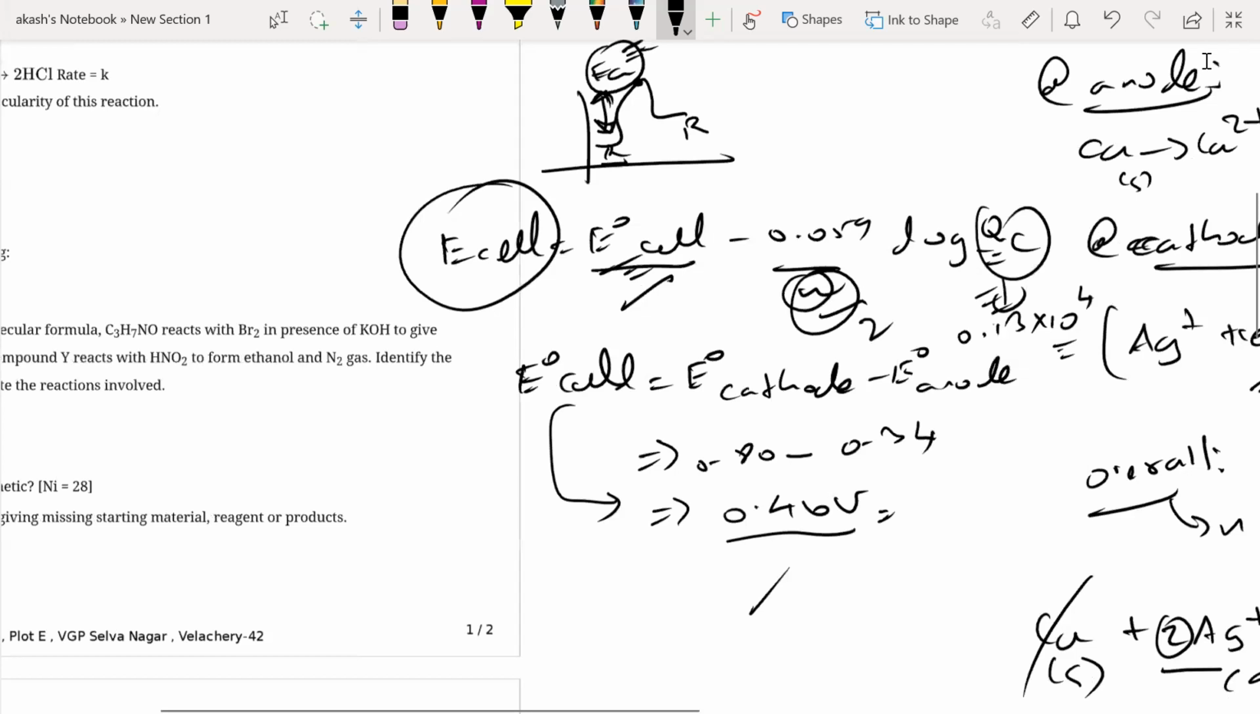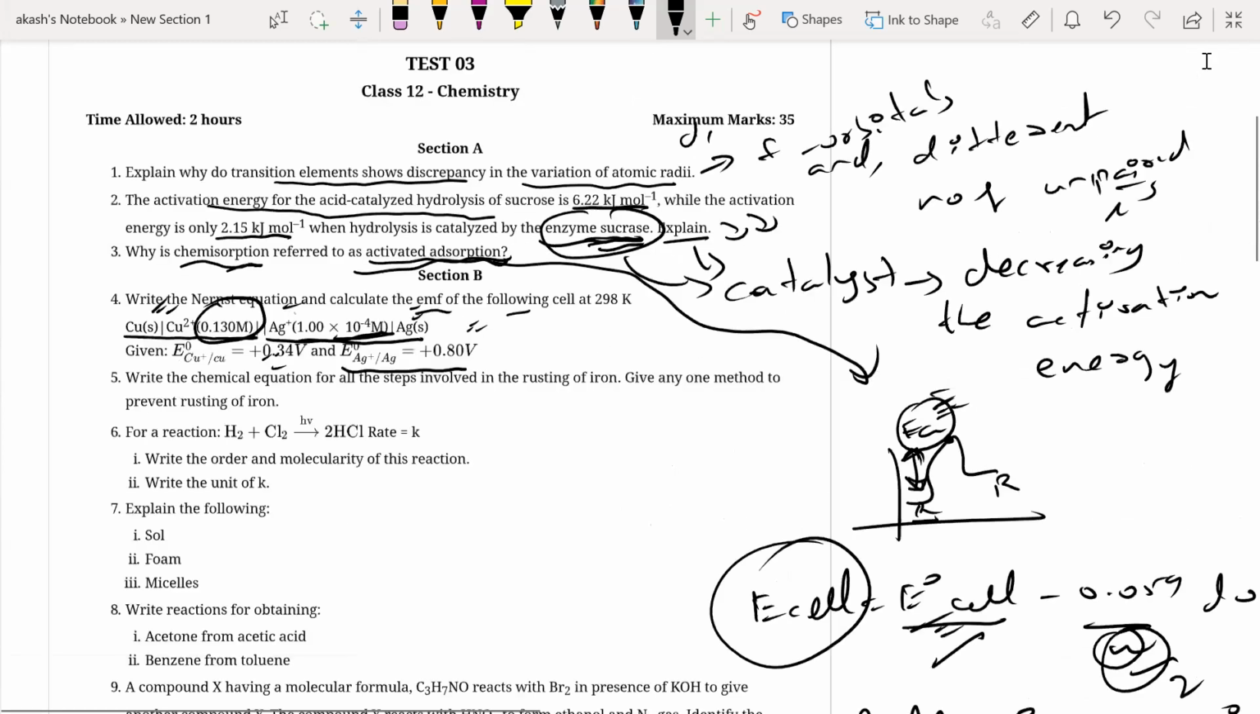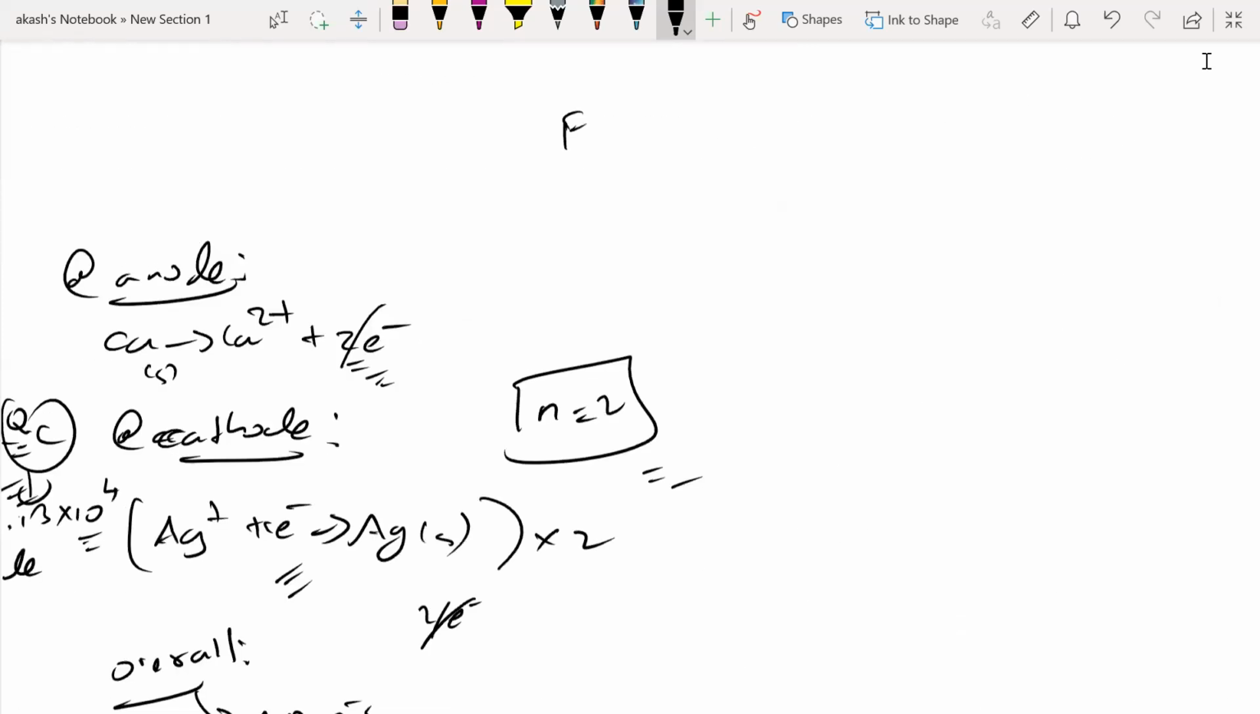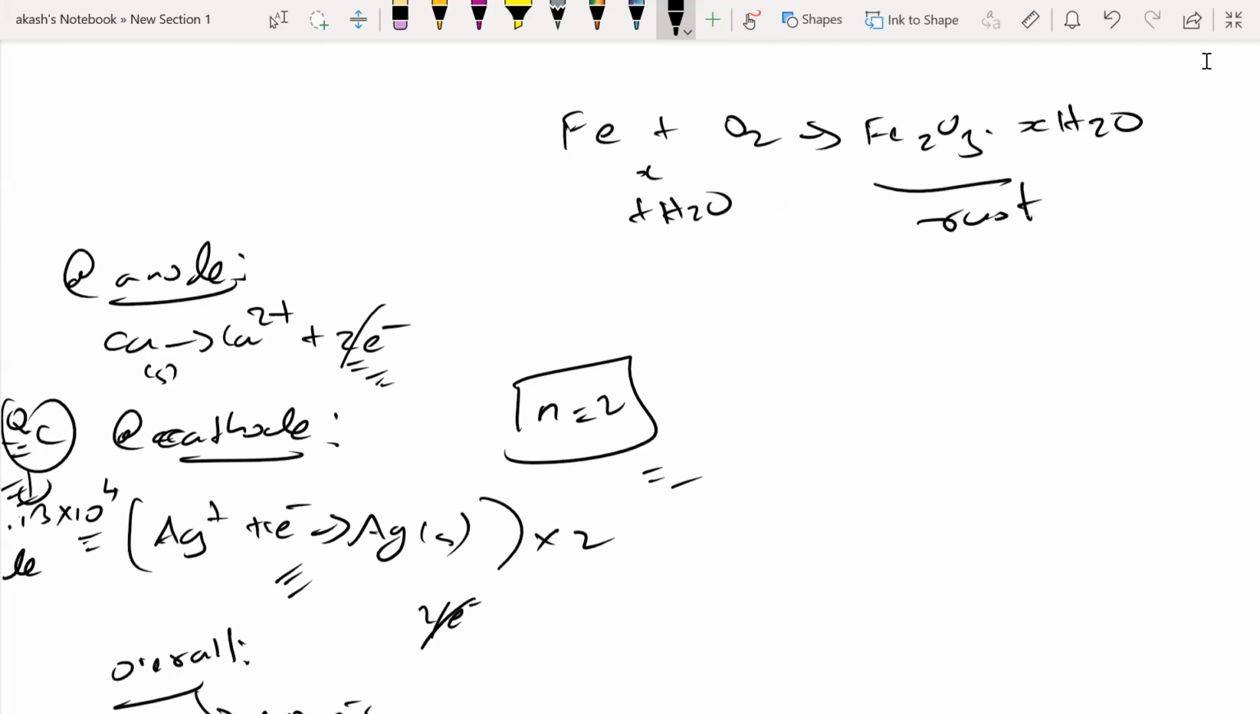Write the chemical equation for all the steps involved in the rusting of iron. Give any one method to prevent rusting of iron. Rusting of iron is very simple. First, Fe will react with O2 to form Fe2O3, and you also need some amount of moisture, some water. Fe reacts with oxygen and water in the atmosphere to form rust. That is the formula for the rust.